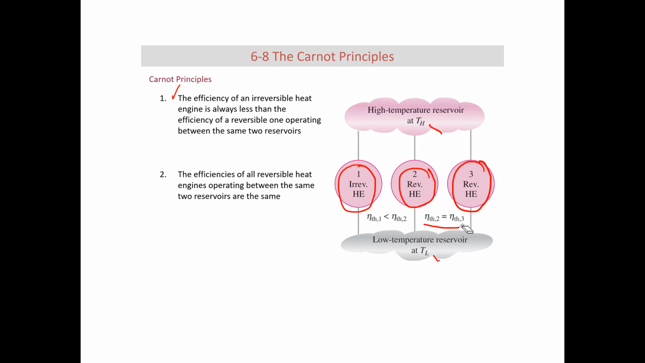So there's a certain limit to how high the efficiency can be, and it cannot be 100%, because I cannot convert all the heat coming from this into work. I have to reject some heat for it to happen. And the second principle says the efficiencies of all reversible heat engines operating between the same two reservoirs are the same.